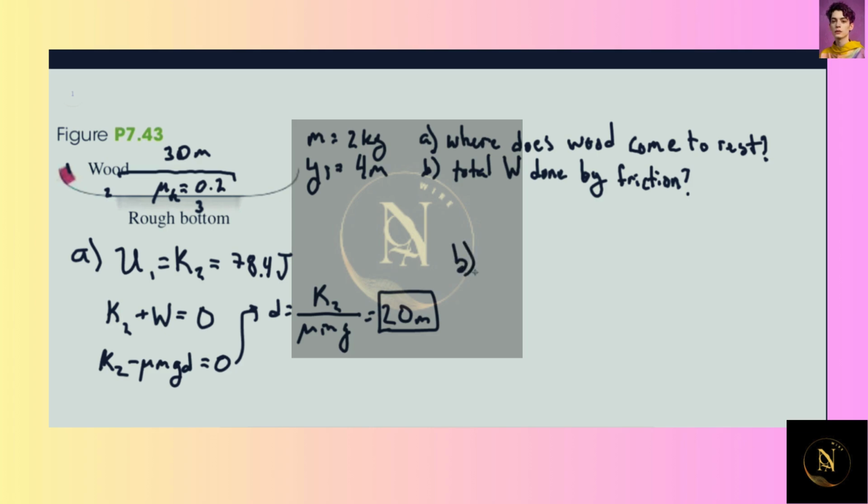And then B, the total work that this friction does has to be equal to the total mechanical energy to begin with, or it's equal to the negative of that, because that's where all of that energy goes, to the internal energy produced by friction.